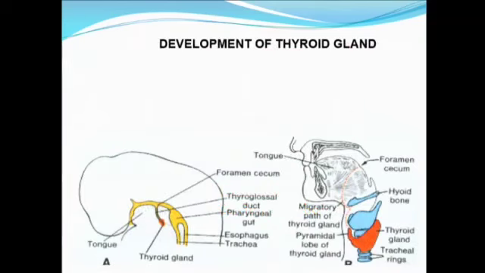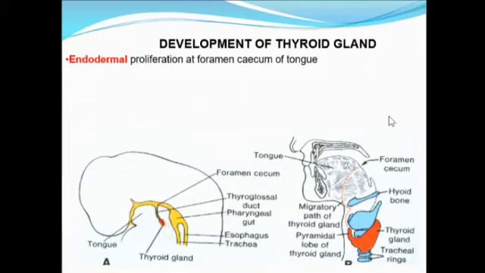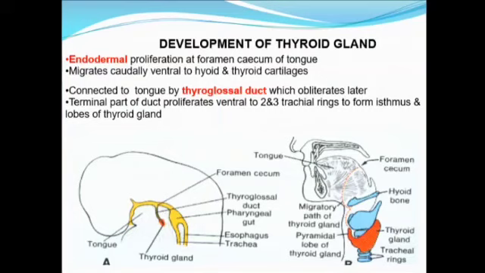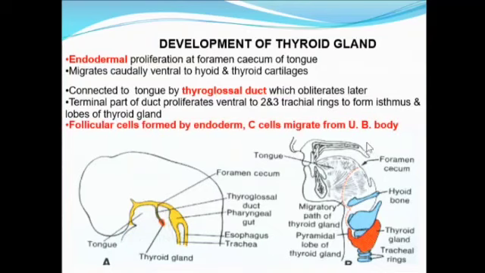I hope you have completed the development of the thyroid gland, but in brief I will be talking about the development of the thyroid gland. Endodermal proliferation at the foramen cecum of the tongue migrates caudally, ventral to the hyoid and thyroid cartilages, connected to the tongue by the thyroglossal duct, which obliterates later. The terminal part of the duct proliferates ventral to the second and third tracheal rings to form the isthmus and lobes of the thyroid gland. Follicular cells are formed by endoderm. C cells migrate from the ultimobranchial body.